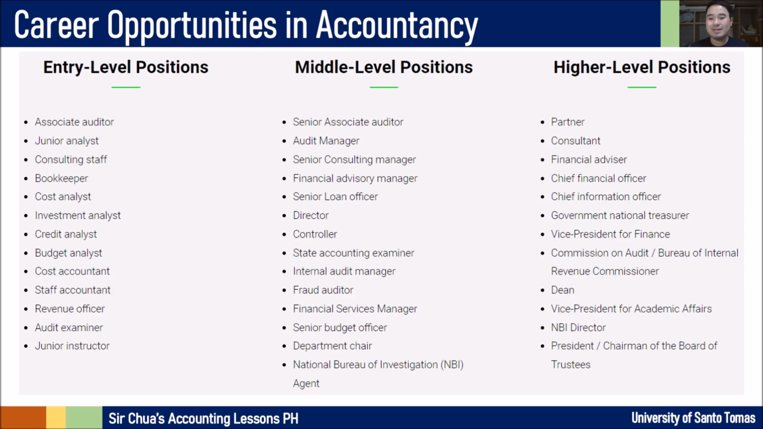Okay? You can be an associate auditor in an accounting firm, o hindi po kaya pwedeng mga analyst or consultancy or bookkeeping. Usually ito naman po sa mga private companies, no? Junior analyst, consulting staff, bookkeeper, cost analyst, investment analyst, credit analyst, budget analyst, cost accountant, staff accountant, and then pwede rin po kayo maging revenue officer. So ito naman po government practice sa Bureau of Internal Revenue, sa mga taxes po ito. Okay? Audit examiner.